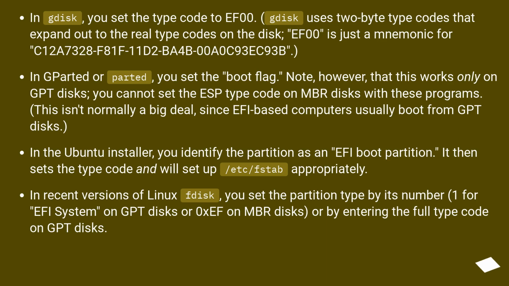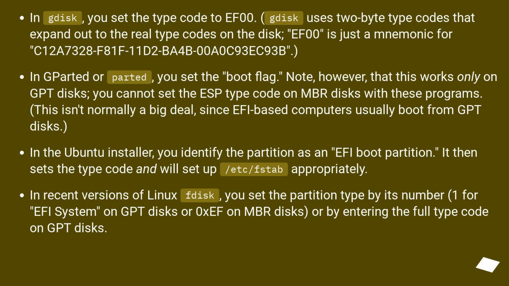In gdisk, you set the type code to EF00. Gdisk uses 2-byte type codes that expand out to the real type codes on the disk. EF00 is just a mnemonic for C12A7328-F81F-11D2-BA4B-00A0C93EC93B. In GParted or parted, you set the boot flag.